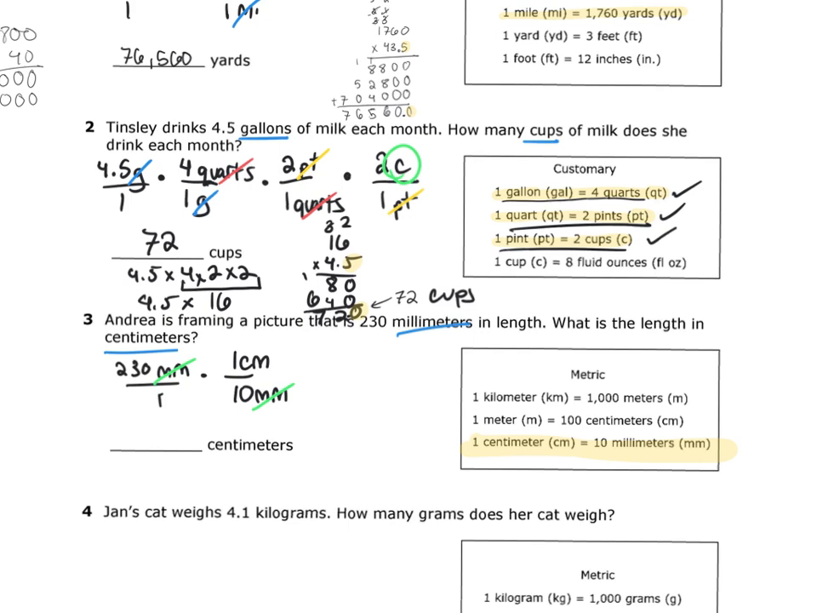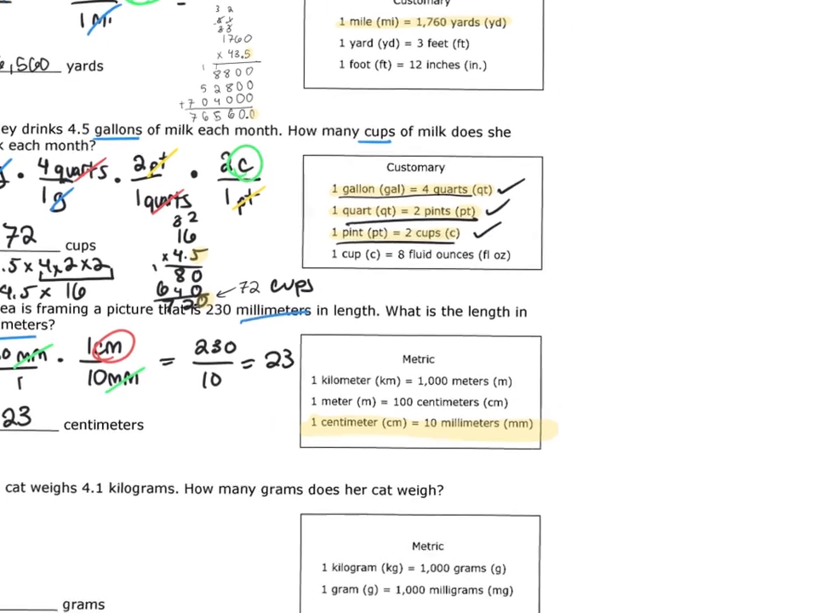And now I believe we're ready to just multiply across. We are going to end up with what we want, centimeters. So let's multiply across. 230 times 1 is 230. And the denominator, 1 times 10, is 10. So that means I'm left now with 230 over 10, or 230 divided by 10. 230 divided by 10 is 23. So this is 23 centimeters.